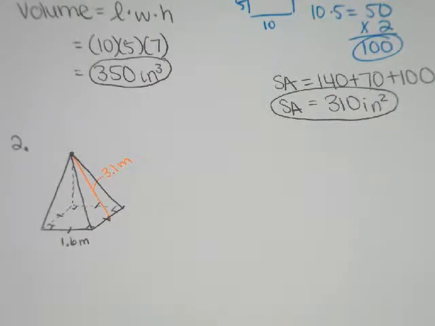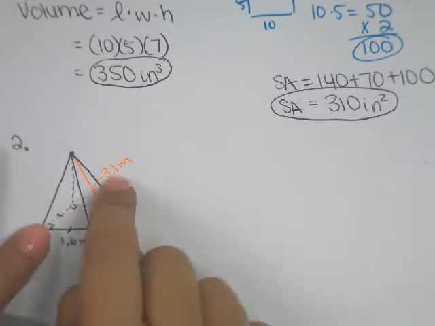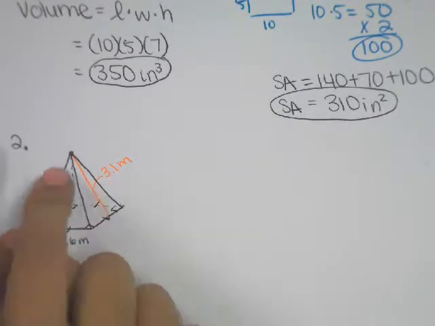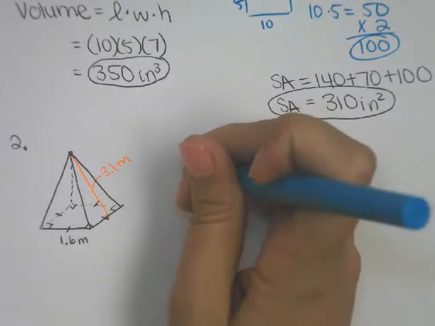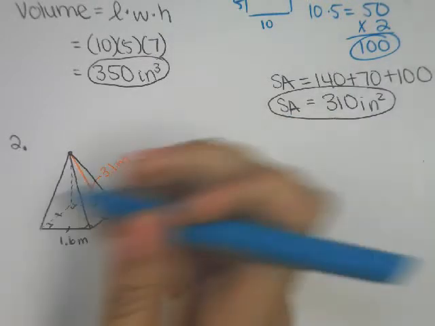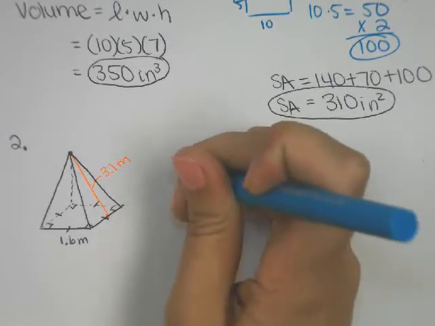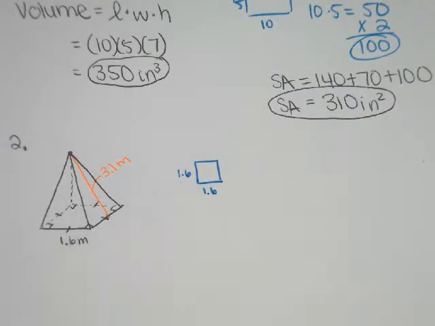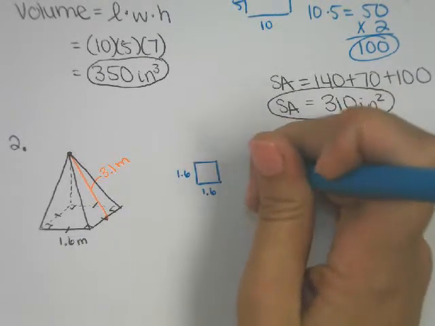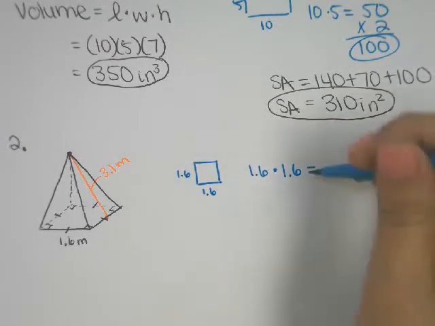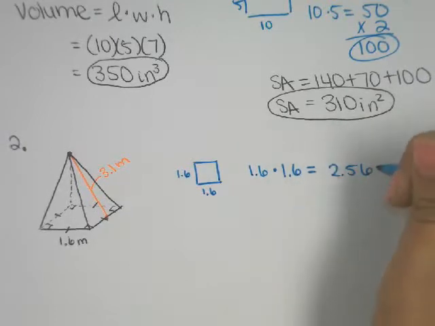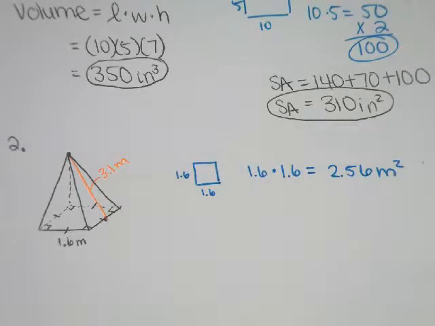So our surface area is broken down into the area of each of the faces. So I'm going to start with, let's see, we're made up of a square on the bottom, and then 4 triangles that go around the outside. So why don't I start with the square, and then see what we can do. So for the square base, it's 1.6 by 1.6, okay, we marked it as a square. Area of a square is just length times width, so 1.6 times 1.6 gives me 2.56 square meters.